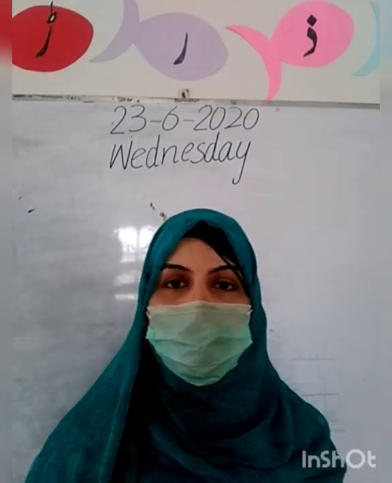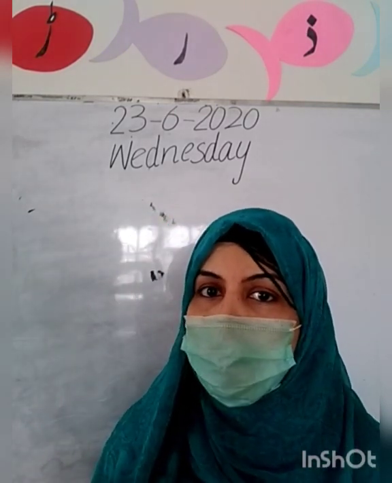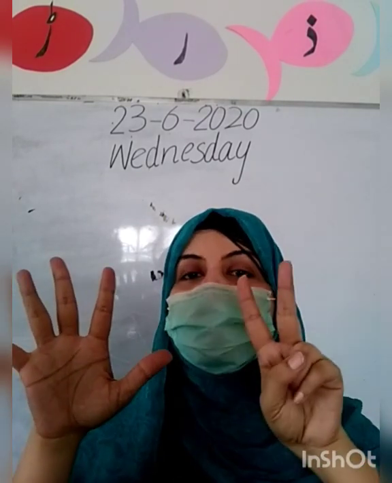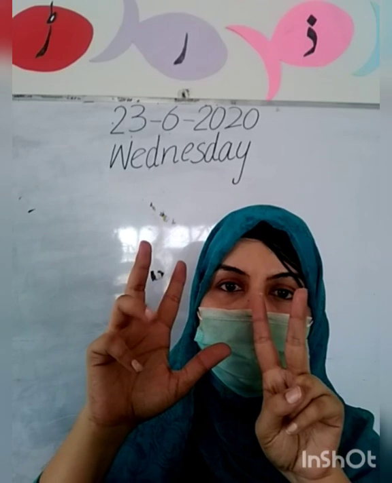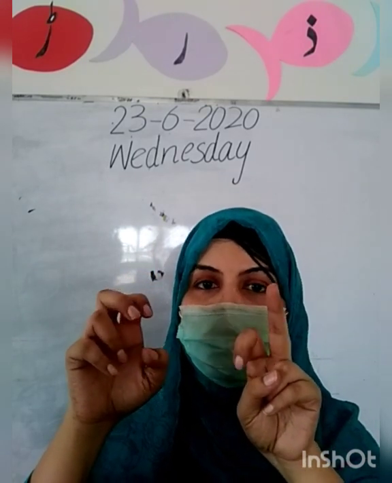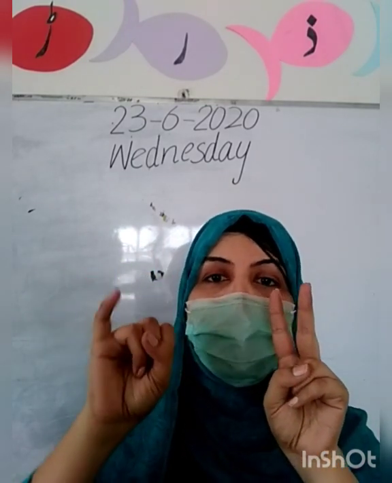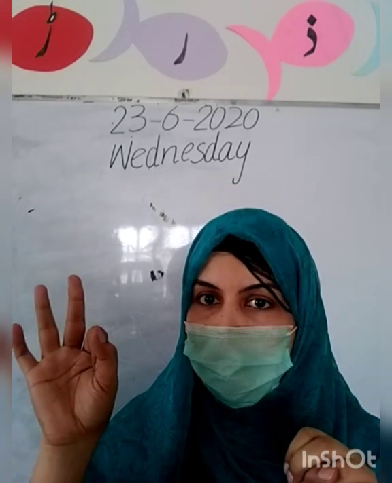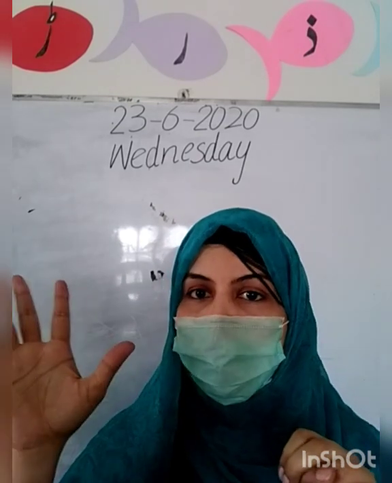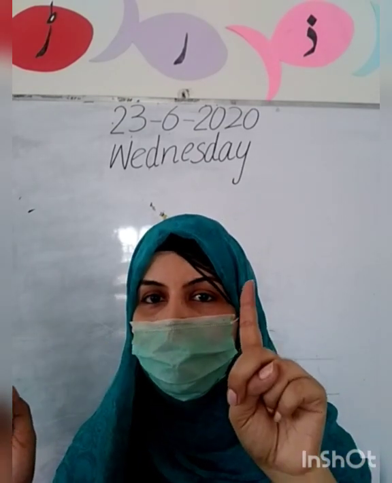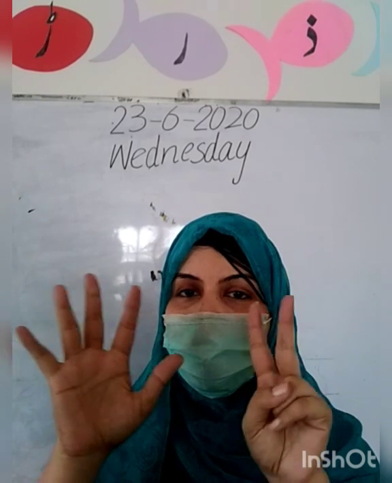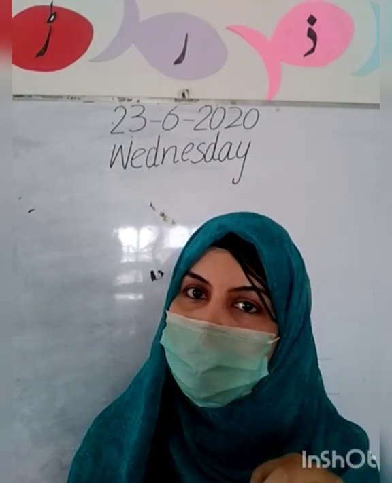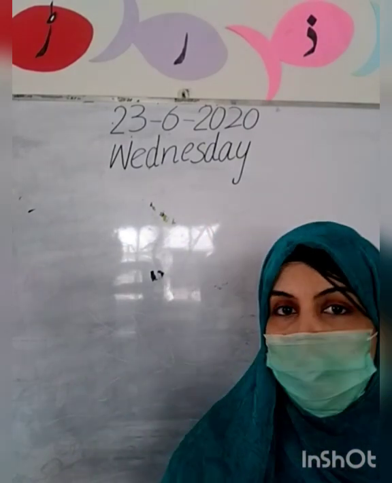Yes. Tell me how many days are in 1 week? 7 days. 1, 2, 3, 4, 5, 6, 7. 7 days. Monday, Tuesday, Wednesday, Thursday, Friday, Saturday and Sunday. How many days? 7 days. Saturday, Sunday are holidays.